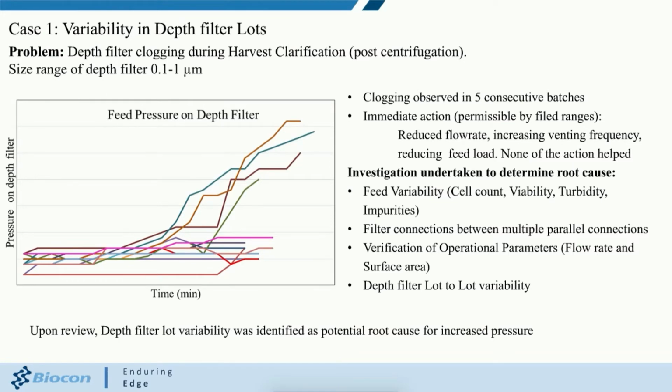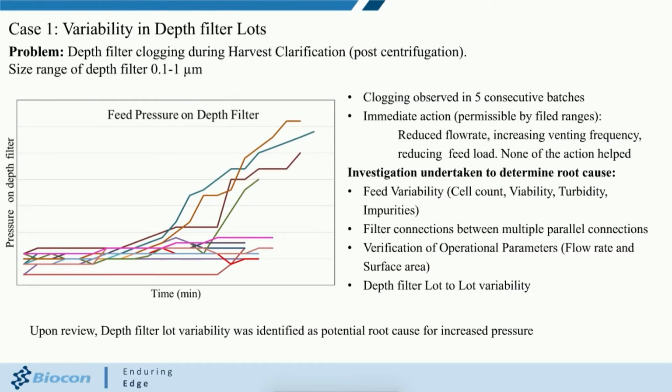And if you see the particular graph, you can see there are 4 batches where the pressure levels are too high. So what we have observed is clogging. This observation was after 30 or 40 manufacturing batches we have taken from the commercial scale. So it's 5 consecutive batches wherein we have seen the clogging.